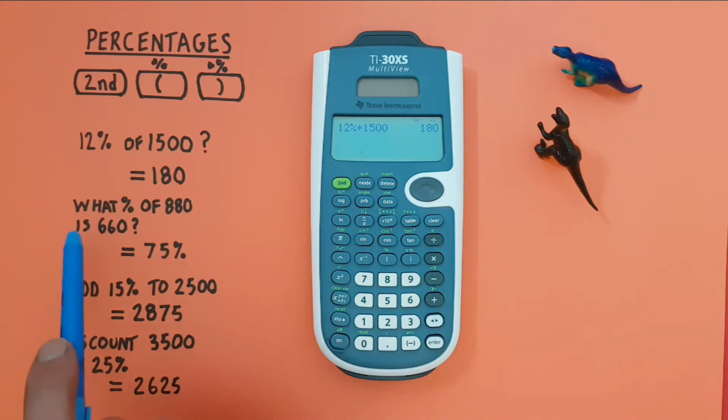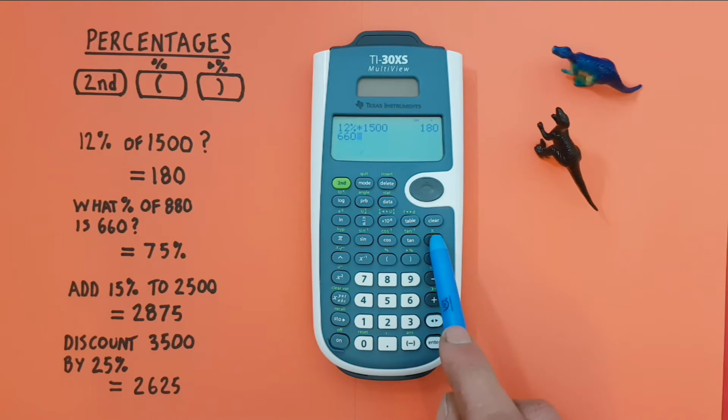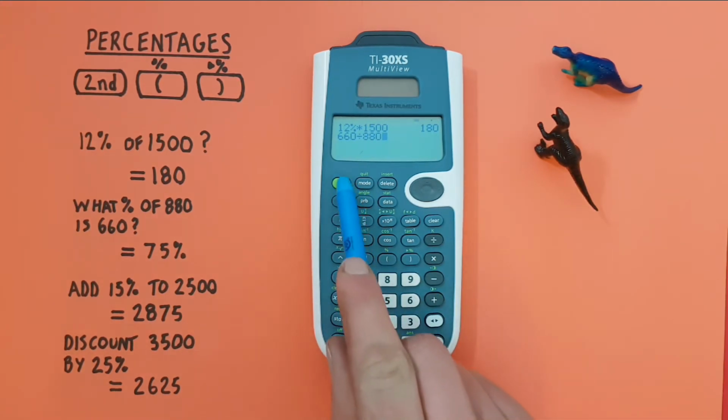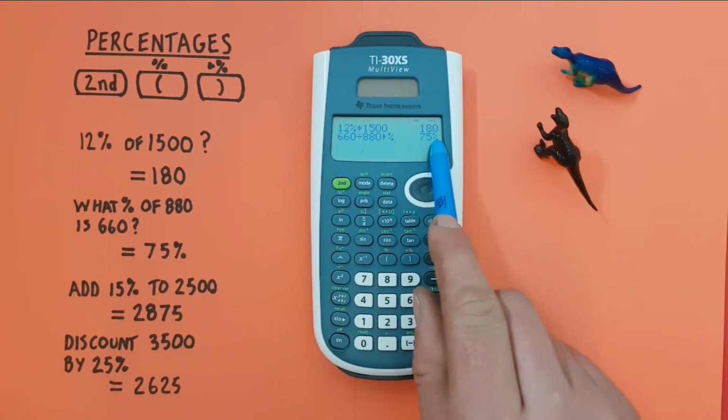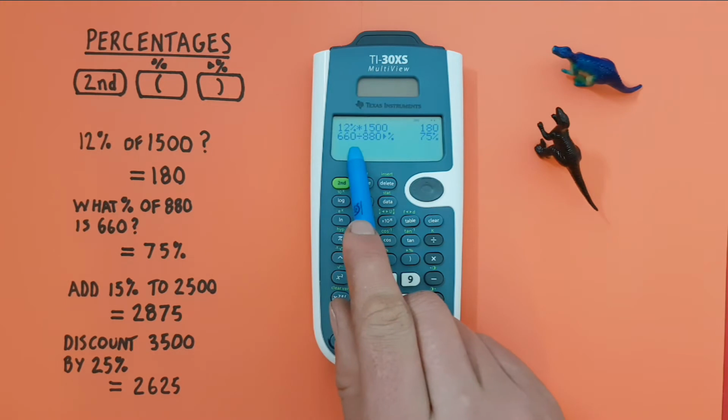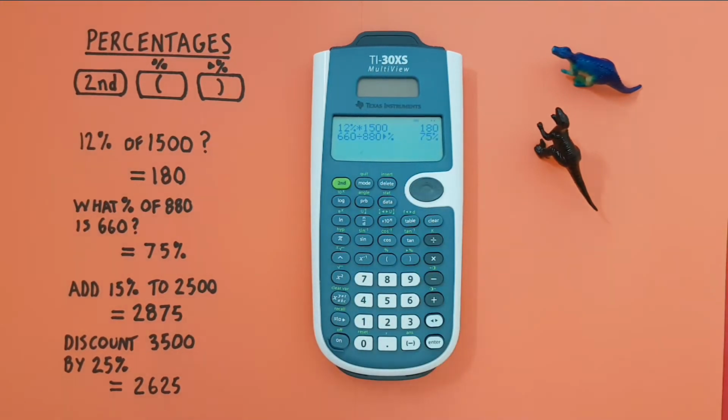What if we wanted to find out what percentage of 880 is 660? Well, to do that, we start by entering the 660, and then we divide by 880, and then we use the second function right bracket key, which is the into percentage. There we go, and press enter. And we see this gives us 75%. So we know that 660 is 75% of 880.